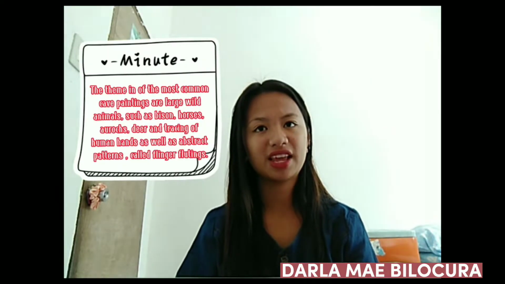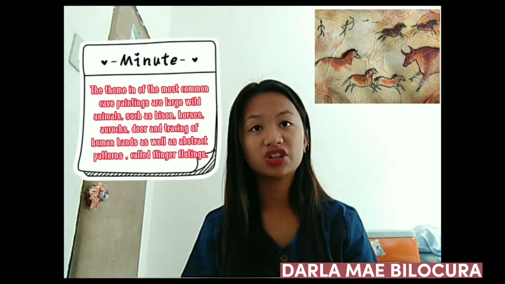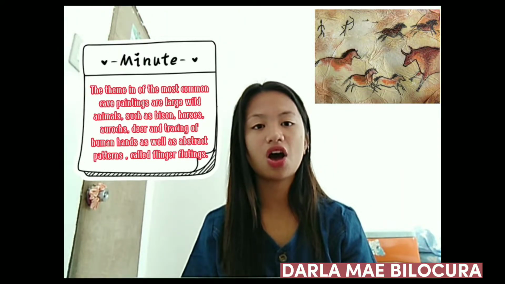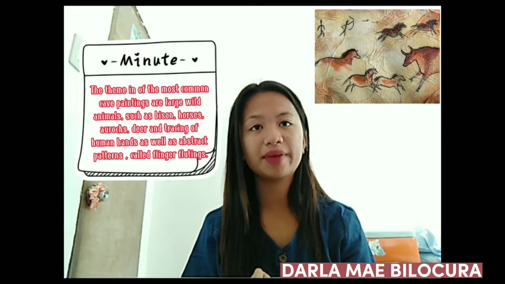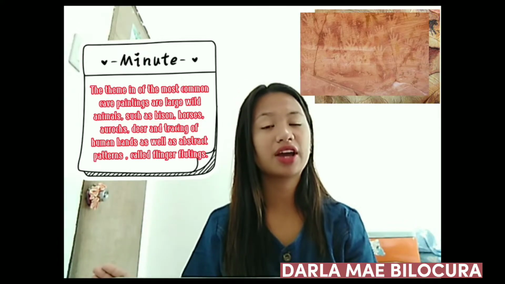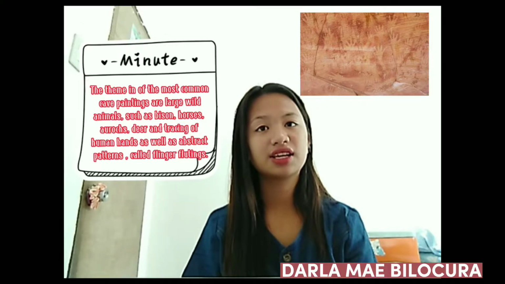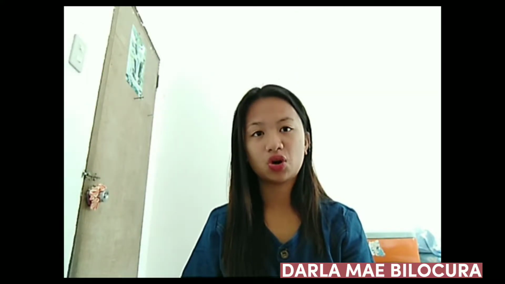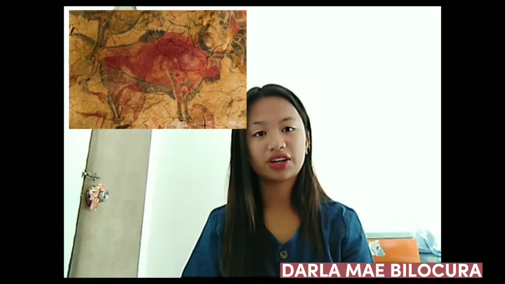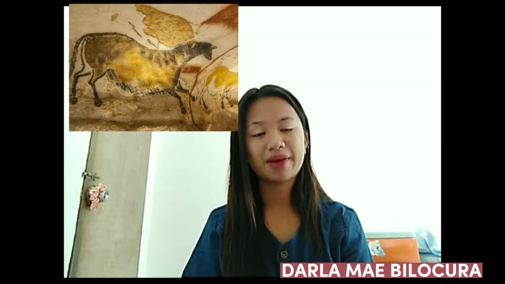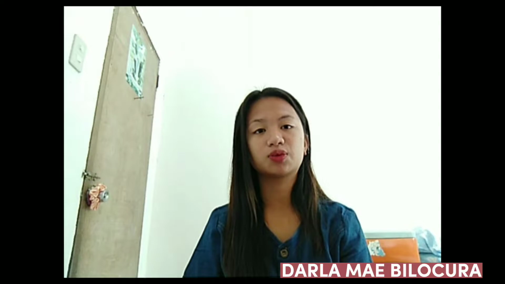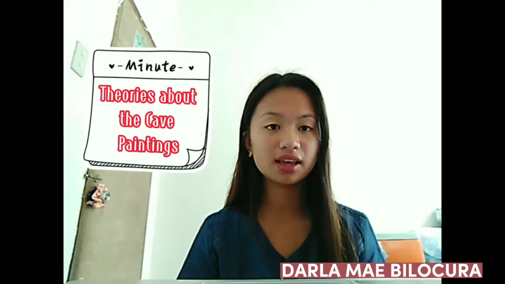Fifth, the most common themes in cave paintings are large wild animals such as bison, horses, aurochs, and deer, and tracings of human hands, as well as abstract patterns called finger flutings. Many of the paintings were drawn with red and yellow ochre, hematite, manganese oxide, and charcoal. Sometimes the silhouette of the animals was incised in the rock first. So there are theories about the cave paintings.